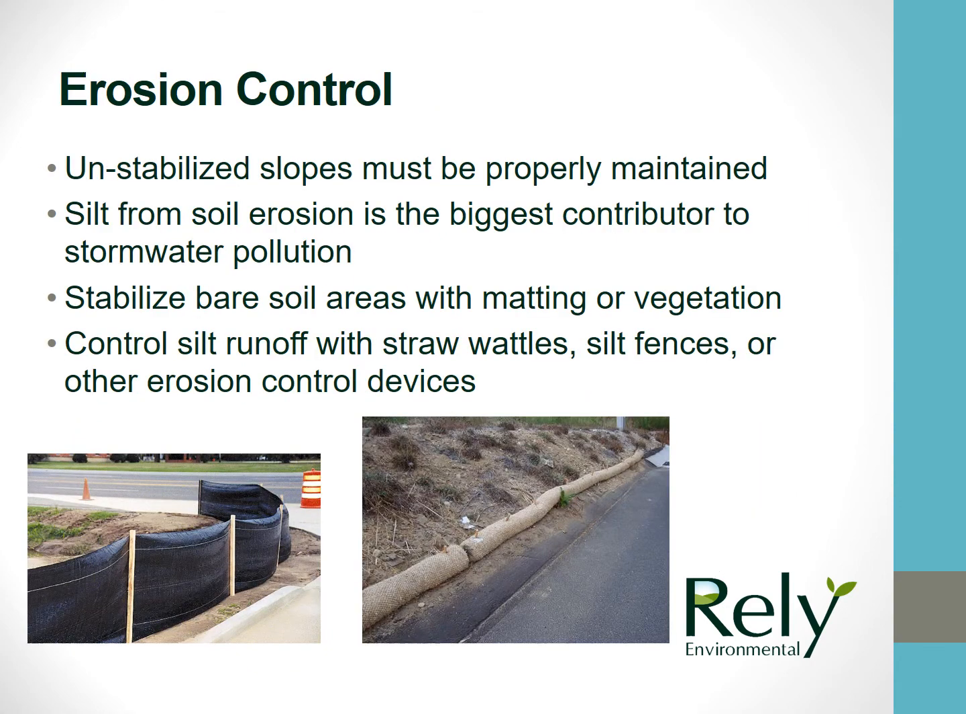Controlling erosion reduces stormwater pollution. Unstabilized slopes erode and discharge silt and other sediments to storm drains. Silt from soil erosion is the biggest contributor to stormwater pollution. Be sure to stabilize bare soil areas with matting or vegetation. Control silt runoff with straw wattles, silt fences, or other erosion control devices.